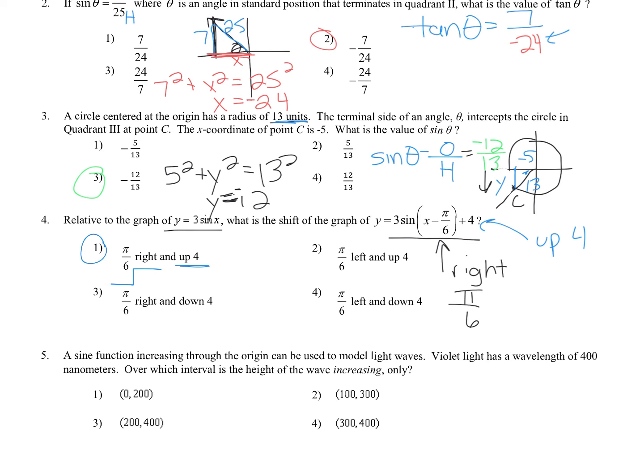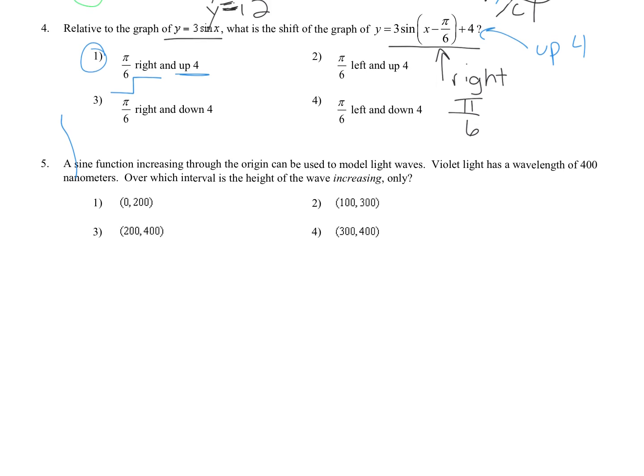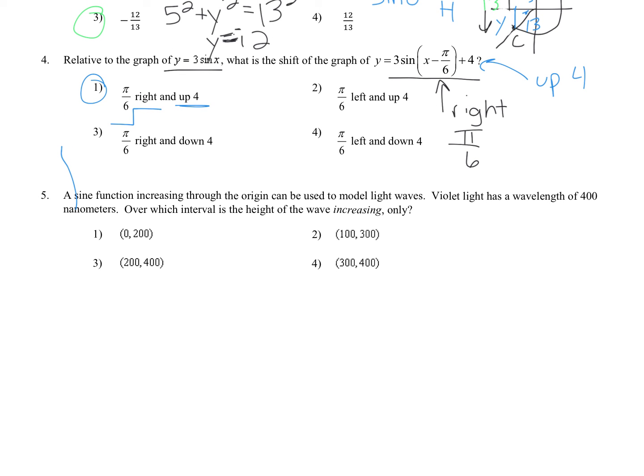The next one is also about trig graphs. It's kind of a tricky question. It says a sine function is increasing through the origin and can be used to model light waves. Violet light has a length of 400 nanometers. Over which interval is the height of the wave increasing? So wavelength is actually a fancy word for the period of the graph. And it's really hard to know what they're going to put on the regions in terms of what context you have to know. I think even when you see the word wavelength, the period is the only thing we think of that really has a length.